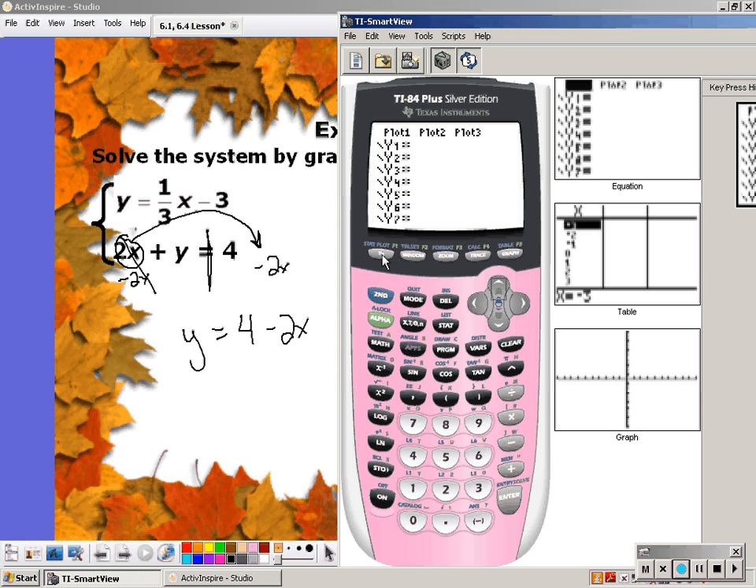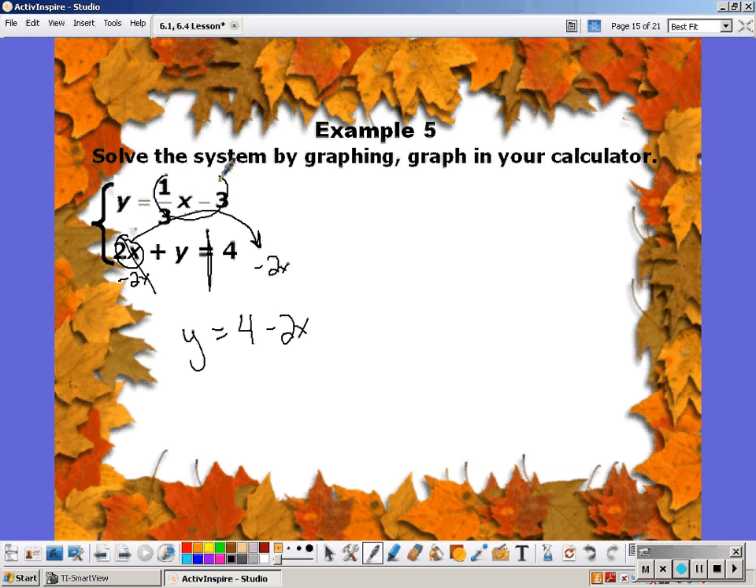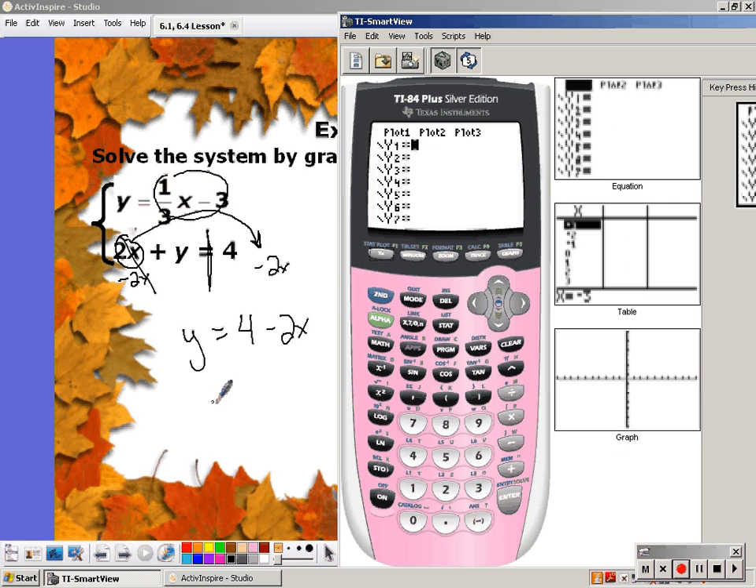And so let's pretend that you open it up to the main screen. First we hit the y equals button. That's right here in the top left-hand corner. You hit your y equals button. Okay, then we type in the first line. So y equals is already written out for you, so you just got to type in that part right there.